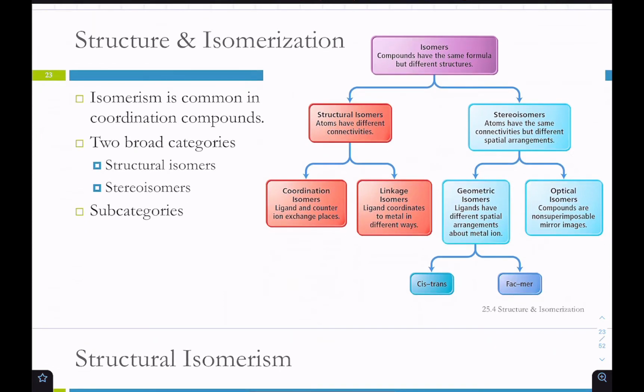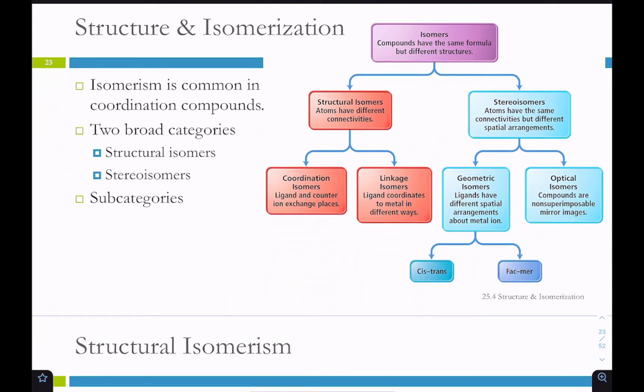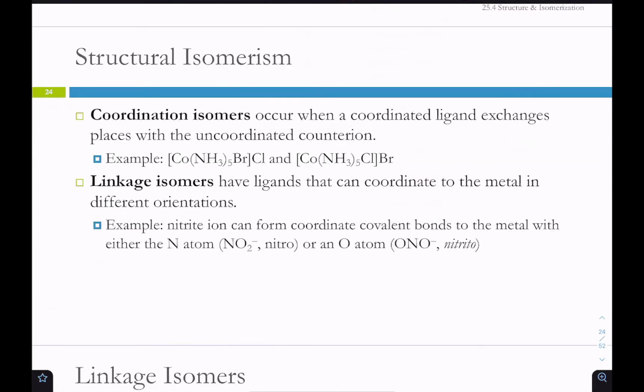This also has a lot of tie-ins to organic chemistry. There are two broad categories. One is a structural isomer. The other one, which is harder to see at first, is a stereoisomer. And then there are a lot of different subcategories. Structural isomers come in two different kinds. There are coordination isomers, which occur when a coordinated ligand exchanges places with an uncoordinated counterion. So for this pentaamminebromocobalt, if we swap the bromine and the chloride, then we have a new compound where it's the chlorine that's coordinated to the cobalt rather than the bromine.